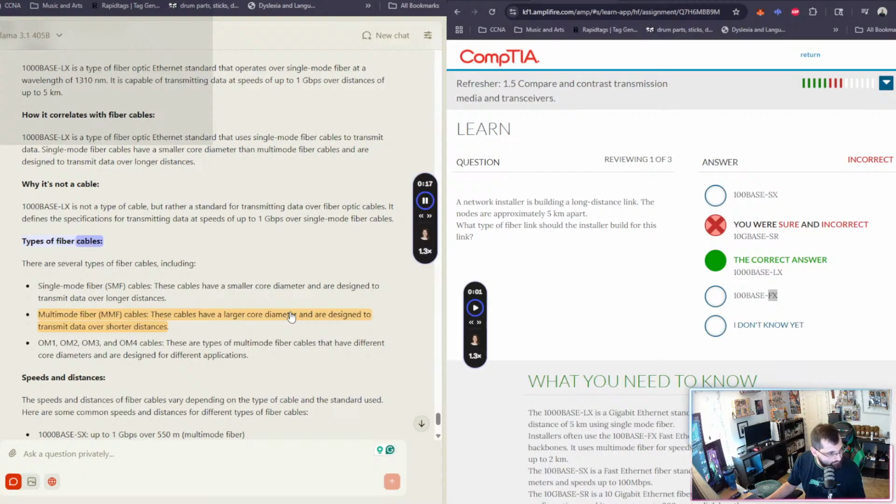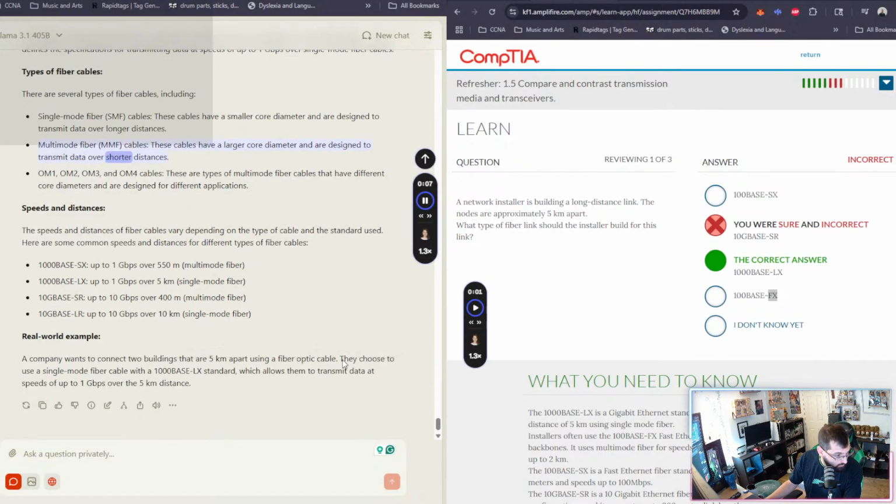Types of fiber cables. There are several types of fiber cables, including single-mode fiber (SMF) cables. These cables have a smaller core diameter and are designed to transmit data over longer distances. Multi-mode fiber (MMF) cables. These cables have a larger core diameter and are designed to transmit data over shorter distances. OM1, OM2, OM3, and OM4 cables. These are types of multi-mode fiber cables that have different core diameters and are designed for different applications.